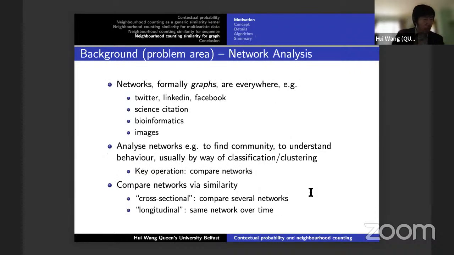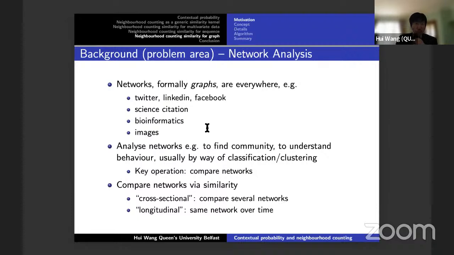Okay, the final topic is the specialization of the NCS for graph data. And so I'm conscious of time. I don't have time to go through the detail, but I would like to explain this work at a high level.